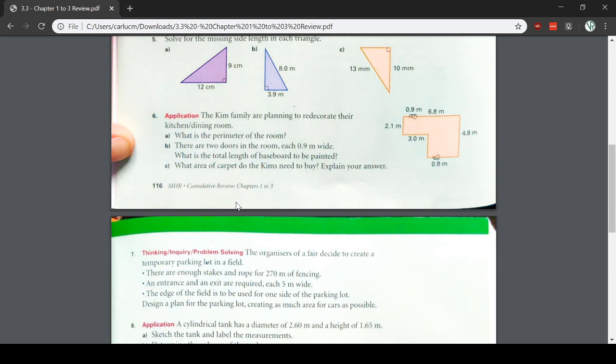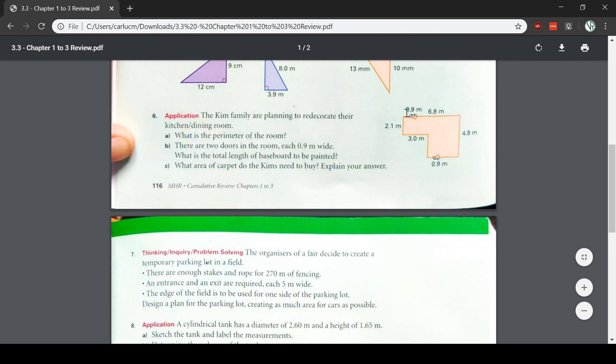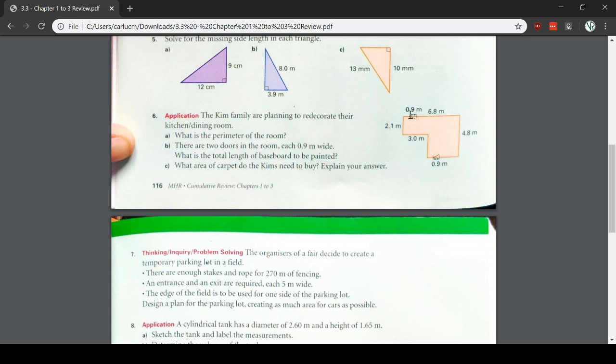We're calculating, but we're not going to add them in as part of our perimeter, because this whole wall, and I'll redraw this, but this long wall at the top is marked off as 6.8. So it's not 6.8 and 0.9 meters. It's a full 6.8 meters all the way across.